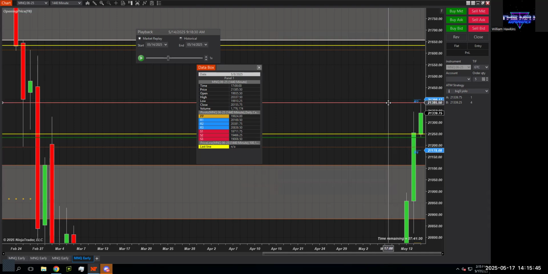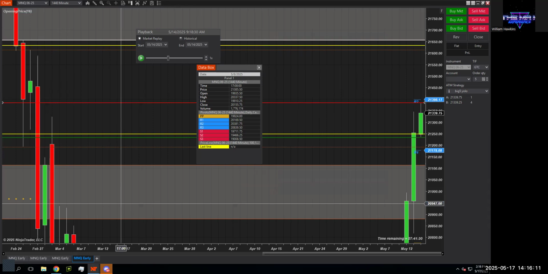So the overnight high is the highest point the market went between 1800 and 9:29 in the morning. So between 1800 at night, or 6 o'clock at night, all the way till 9:29 the next day. That is the highest point and the lowest point between those two times.